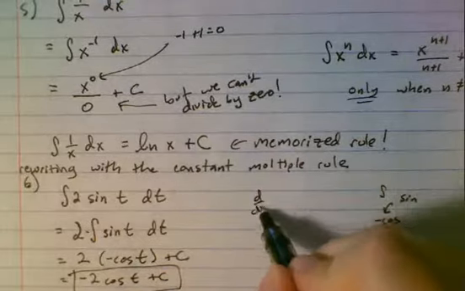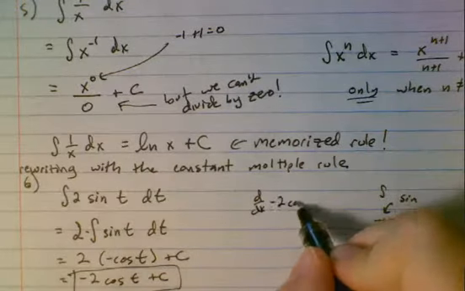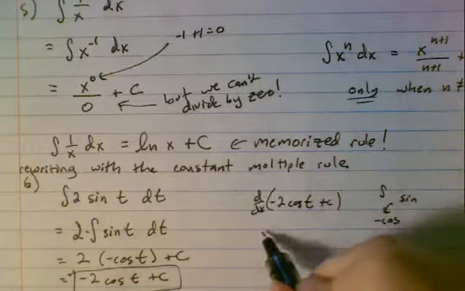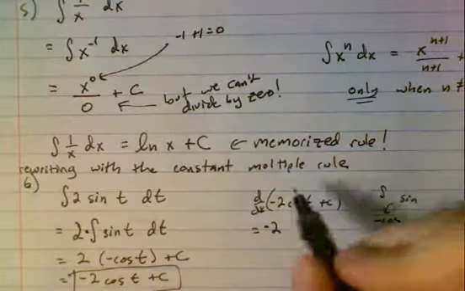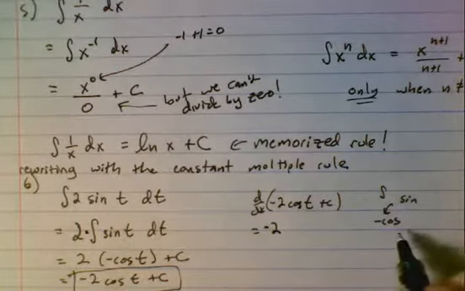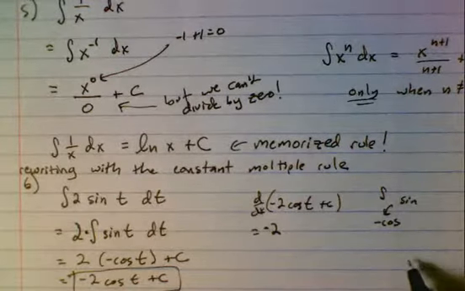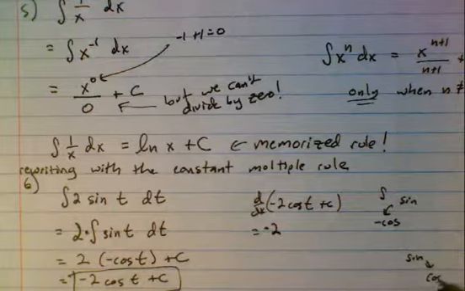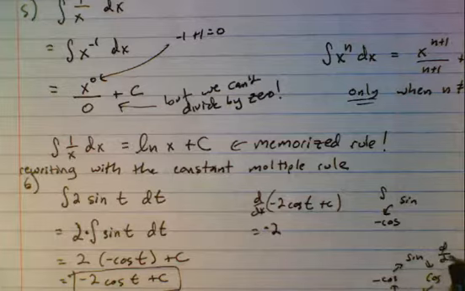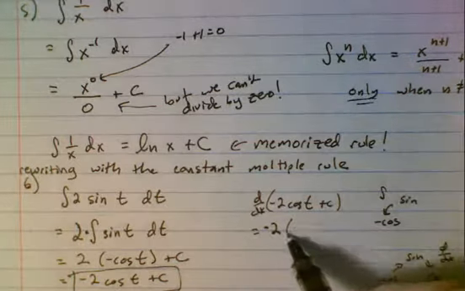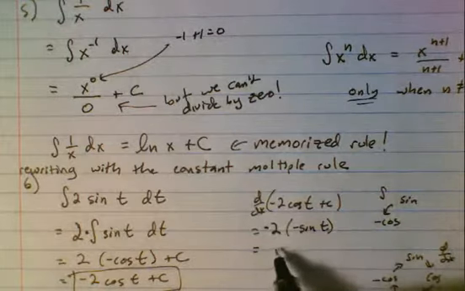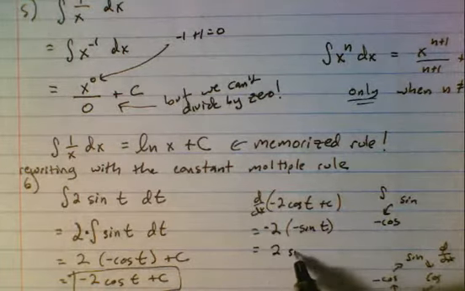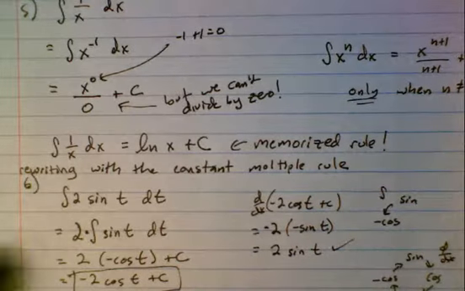And remember to check our work. The negative 2 is along for the ride, just like the constant multiple rule says. The derivative, though, of the cosine of t, so now we're going back the other way. Sine, cosine, negative sine, negative cosine. Cosine of t takes us back to negative sine of t. Derivative of c is 0. Negative times negative is a positive. That gives us positive 2 sine of t, which is exactly what we started with.